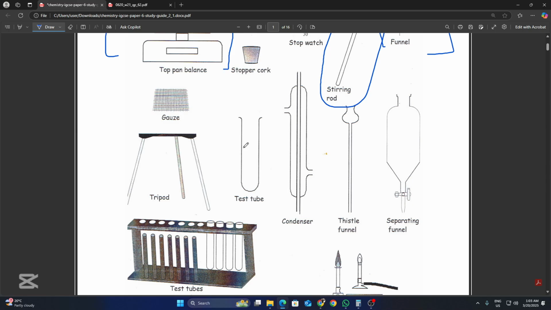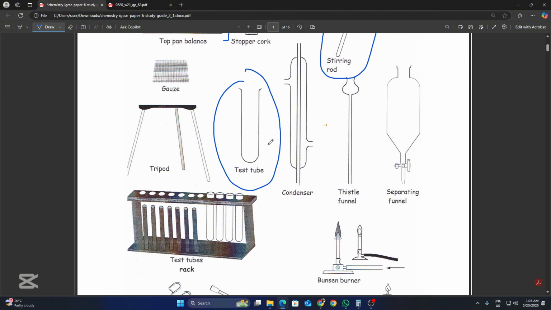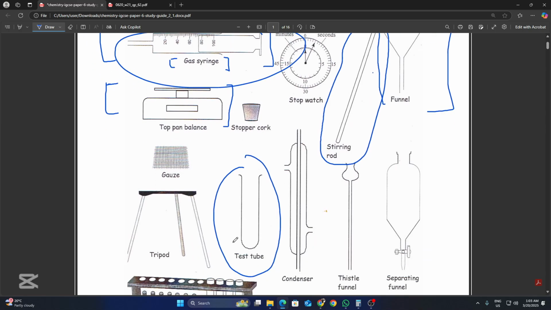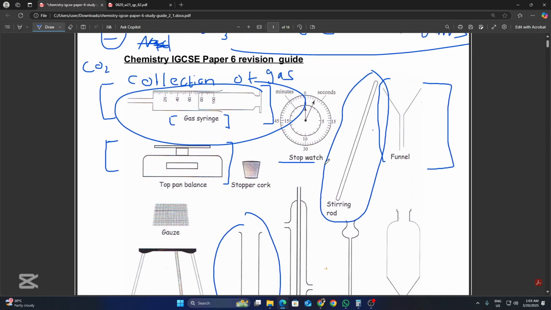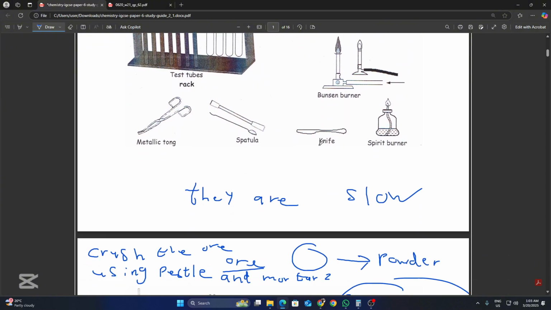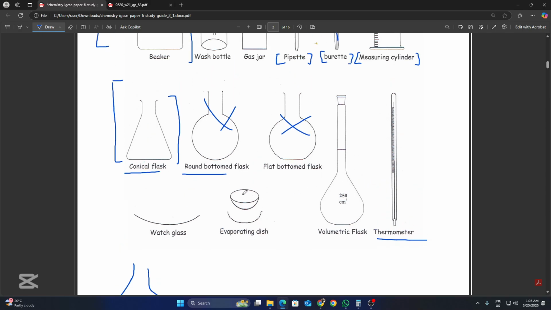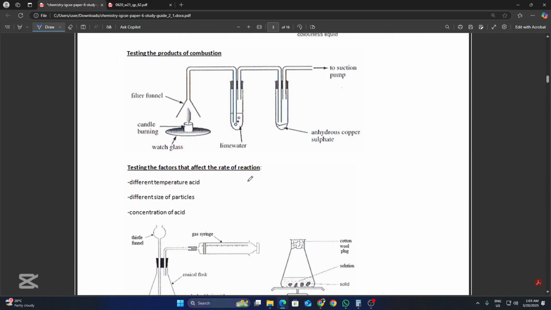Of course, what is also important is a test tube. You can call it either a test tube or a boiling tube. However, I recommend calling it a test tube because that is the well-known name of it. A test tube is pretty self-explanatory. A stopwatch is also pretty self-explanatory. We have a thermometer to measure temperature, and that's pretty much it.